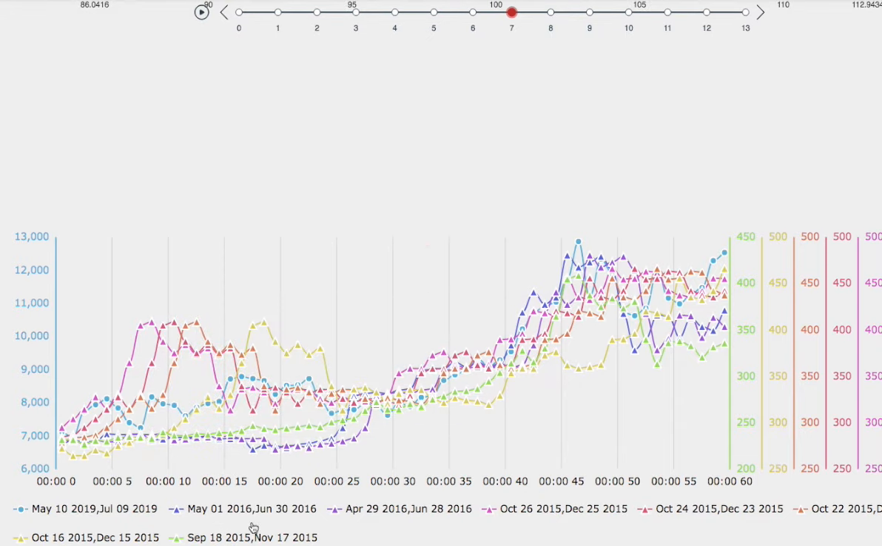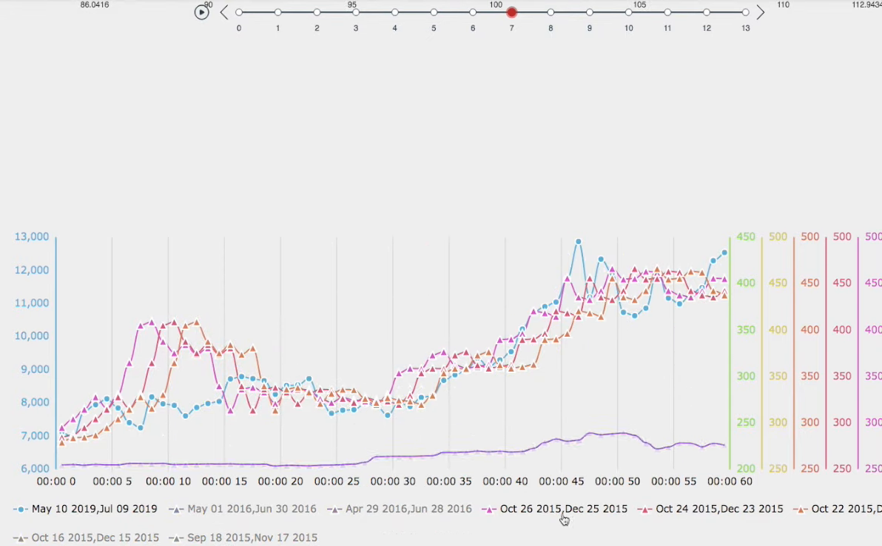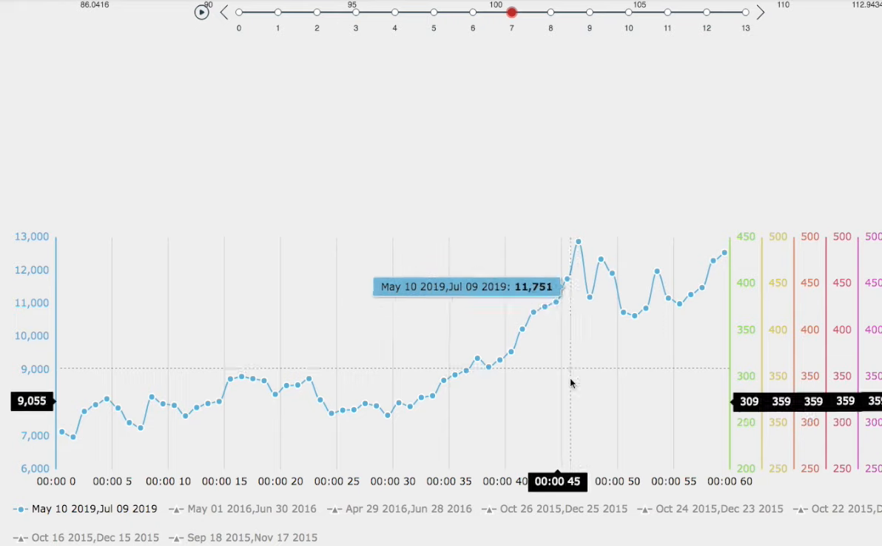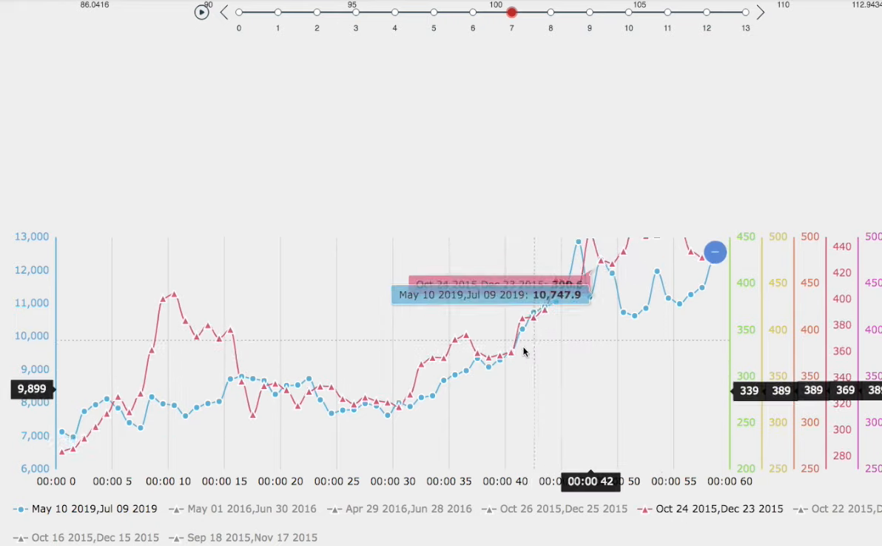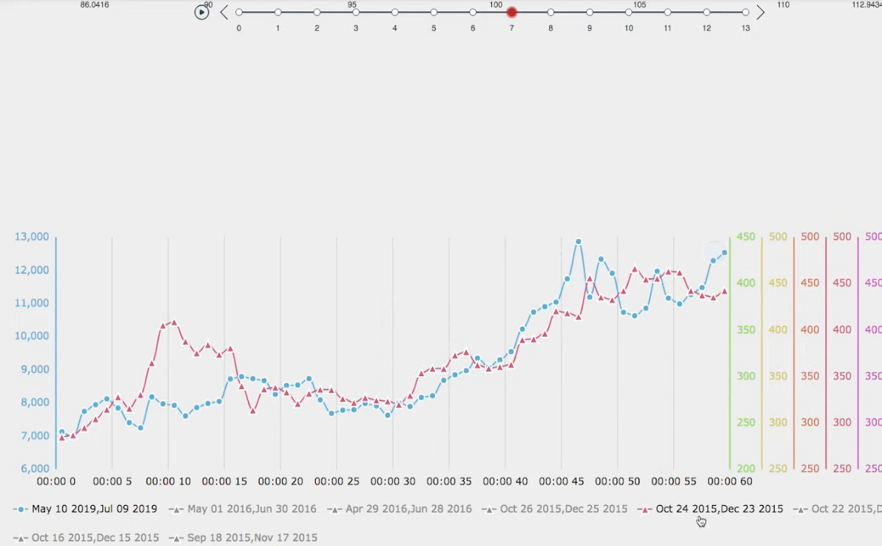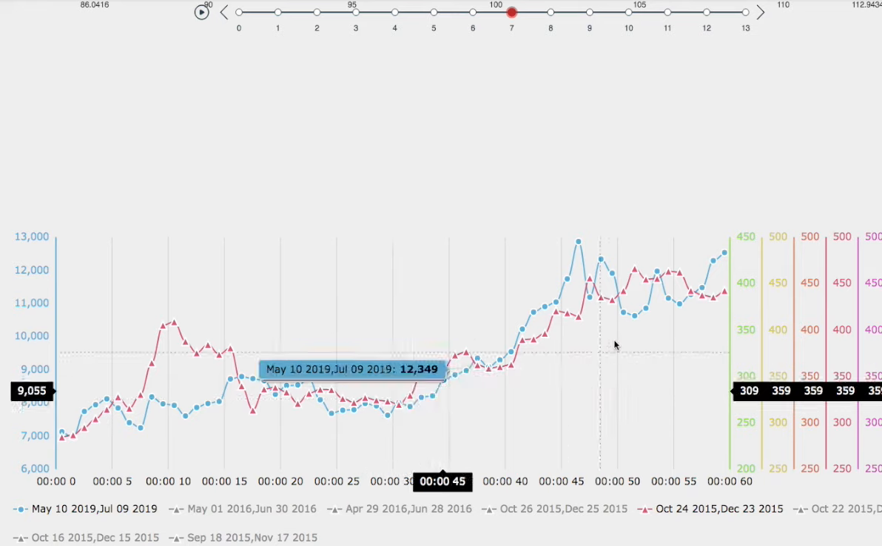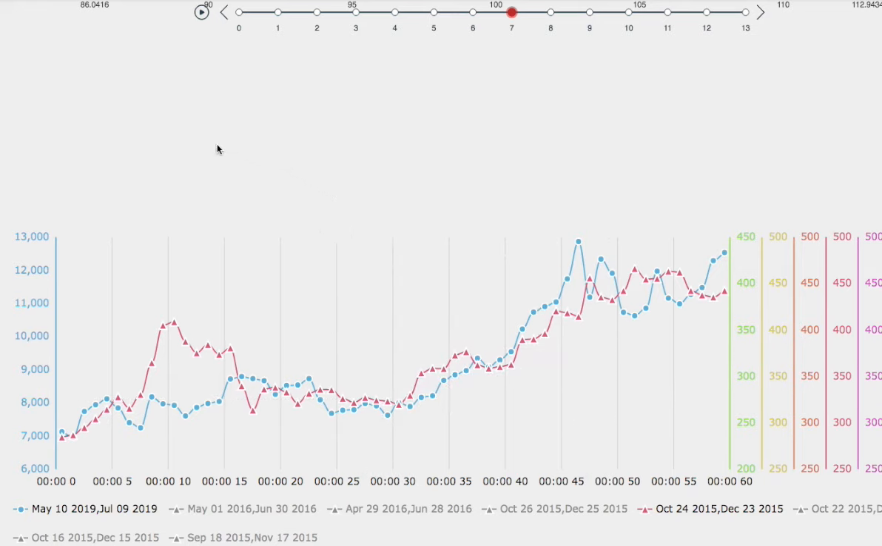And here's the line chart I compared it to. So what we have here is the current trend, and then overlapping it is the 2015 trend between October 24th to December 23rd. It slightly overlaps pretty well, and that is all.